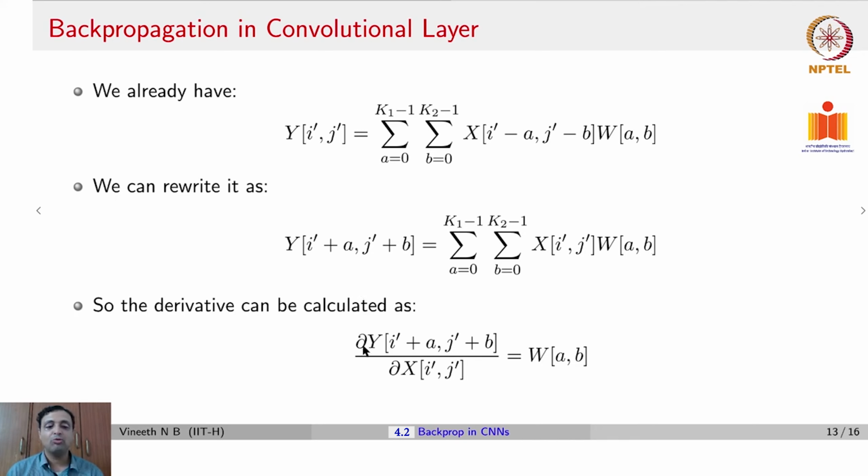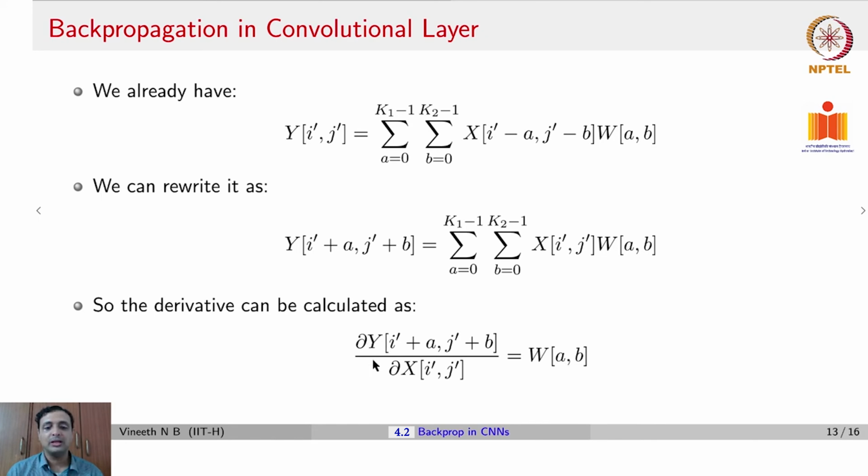Now the derivative of Y at (i' + a, j' + b) with respect to X at (i', j') will be that one single term W_ab for a particular choice of a and b. For a different choice of a and b, it would be that term in the summation. As we said for the previous derivative, ∂L/∂W also, all the other terms in the summation would not affect the derivative with respect to one particular a, b.